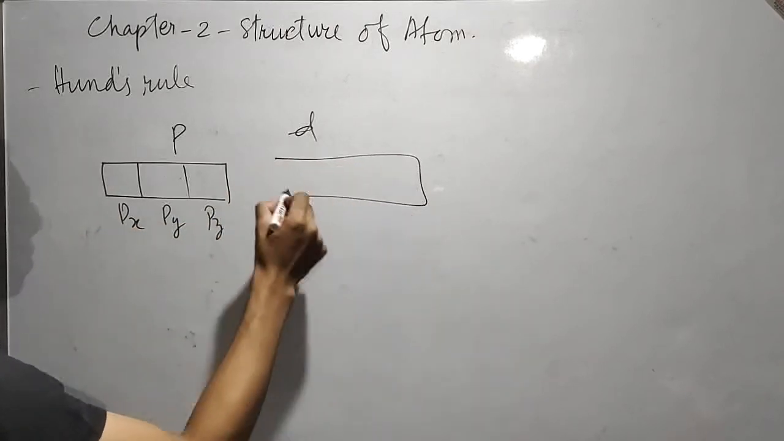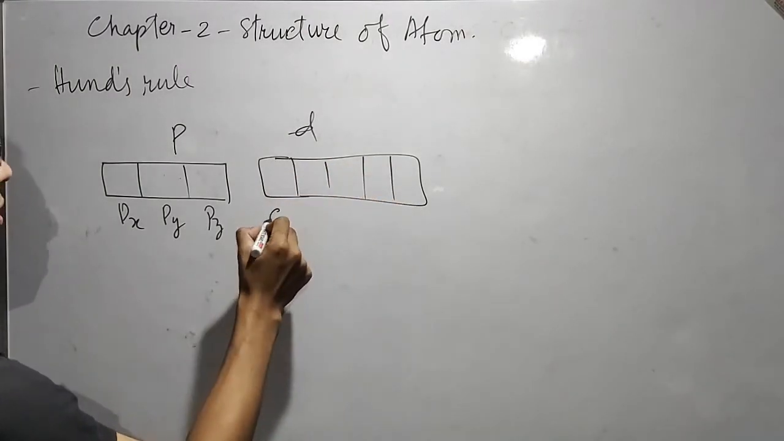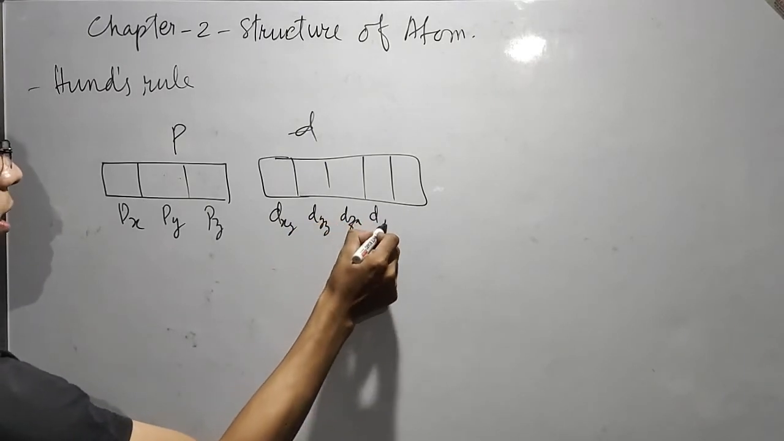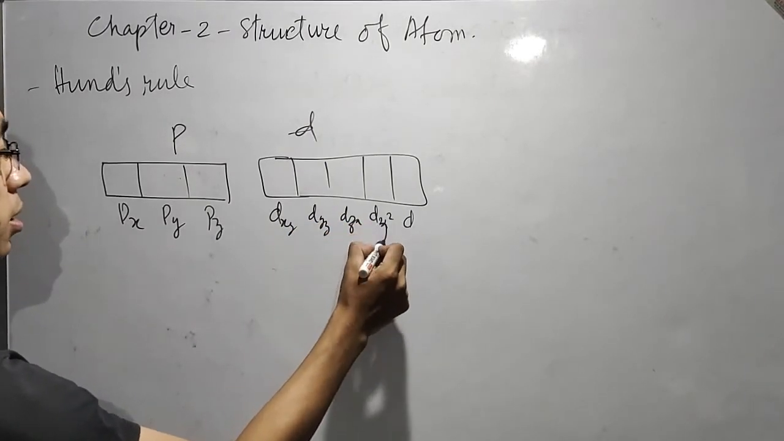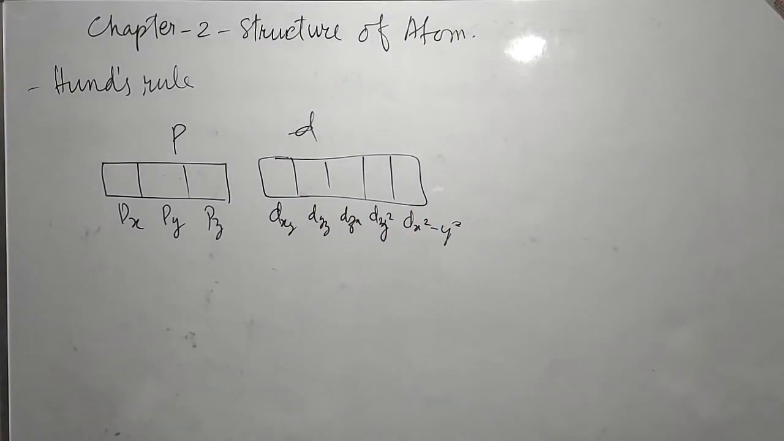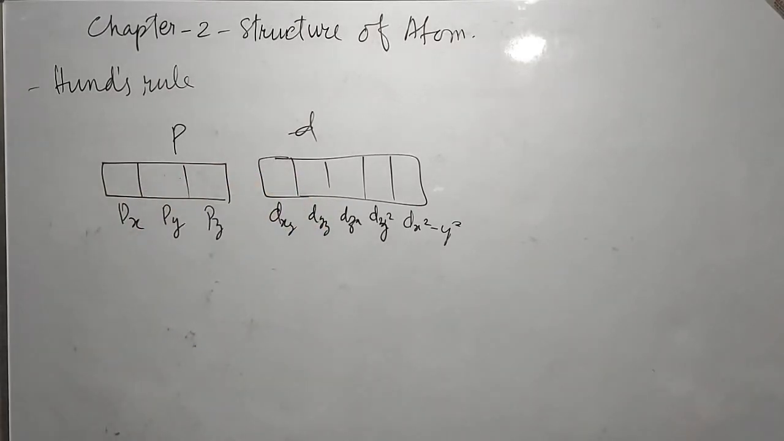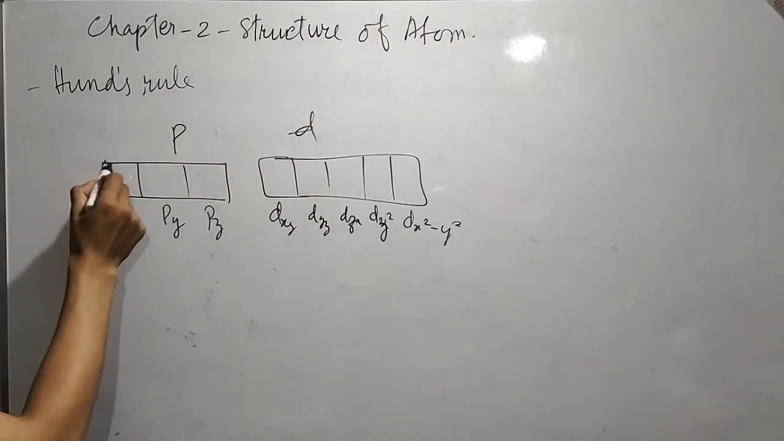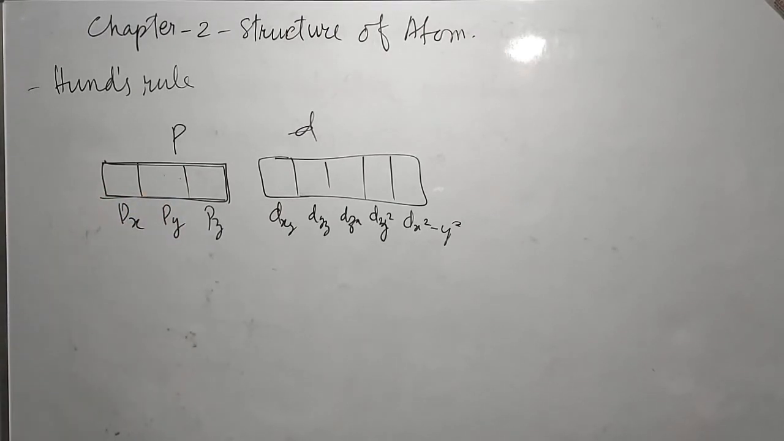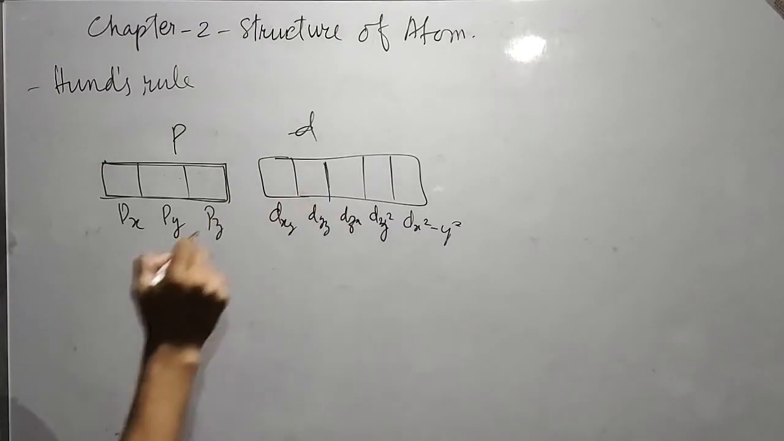In d orbitals there are 5 types of orbital: dxy, dyz, dzx, dx square minus y square, and dz square. Isn't it 5 orientations? In both these types of orbitals, these 3 orbitals are of the same energy. They are called degenerate orbitals. And here these 5 are degenerate orbitals.